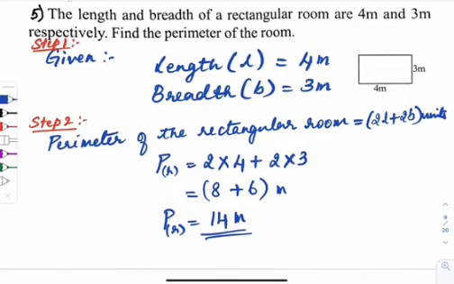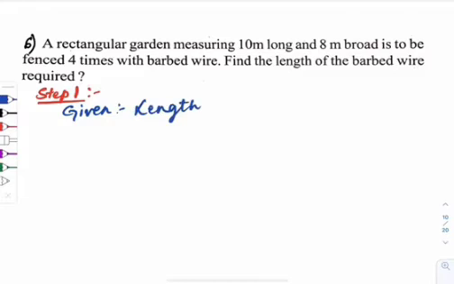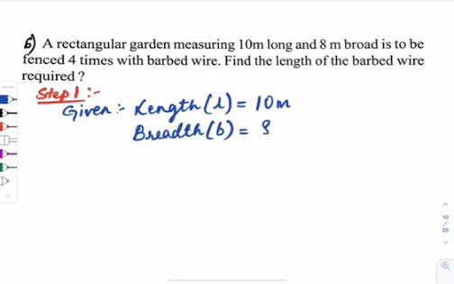I hope all of you got it, children. Now moving on to the next problem. A rectangular garden measuring 10 meter long and 8 meter broad is to be fenced 4 times with barbed wire. Find the length of the barbed wire required. Now, first step is to list out the given statement, whatever is given. So we are given the length, that is L is equal to 10 meters, and breadth, that is B, equal to 8 meters.